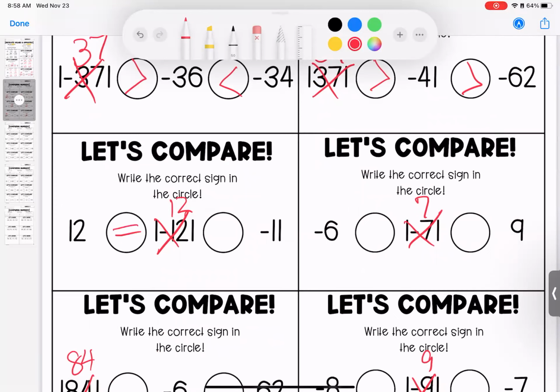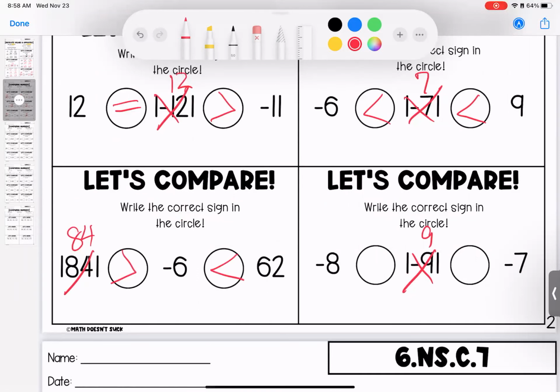12 is equal to 12. 12 is greater than -11. -6 is less than 7. 7 is less than 9. 84 is greater than -6. -6 is less than 62. -8 is less than 9. 9 is greater than -7. We're going to keep moving and grooving.